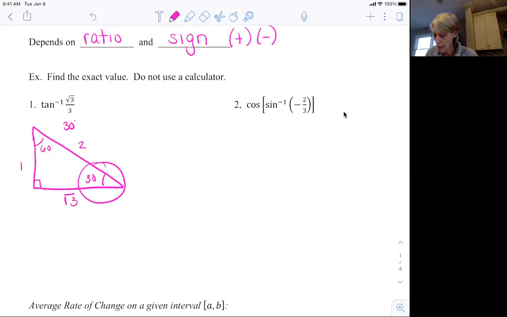Now I go based on the sign, right? So I have a 30-degree angle. Now, is this function value positive or negative? Because I know that if it's positive, I'm going to use the value of this angle in quadrant 1. And if it's negative, my answer will be the value of this angle in quadrant 4. This happens to be a positive value, so my answer is 30 degrees.